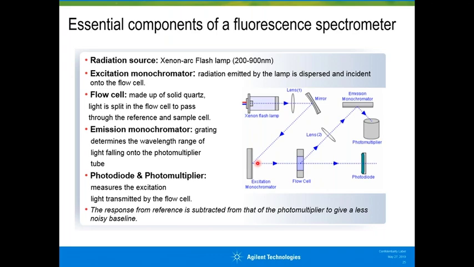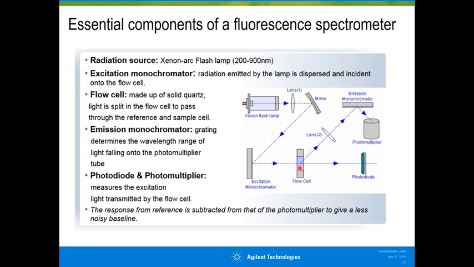And the principle of this is that the radiation which is emitted from the lamp is dispersed and reflected by the excitation monochromator at a specific wavelength. So whatever wavelength we want to give as an excitation wavelength, this grating would basically transmit the light at that particular wavelength onto the flow cell. Now the grating is normally controlled by a DC motor, and the position of the grating determines what wavelength is falling on the flow cell.